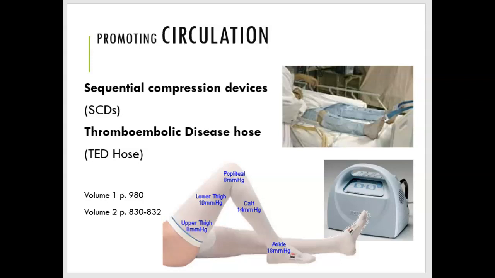So sequential compression devices are appropriate for people who are immobile on bed rest, are very prone to blood clotting, or the word is hypercoagulable. I don't know if you've heard of factor V Leiden before, but that is a gene blood disorder, and people have a blood clotting tendency.